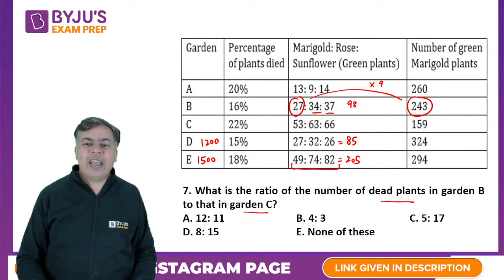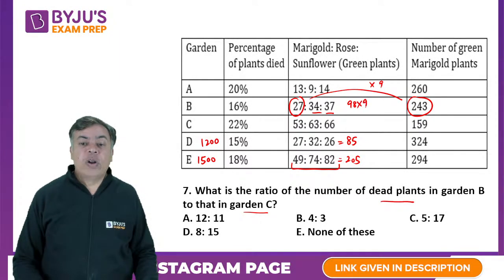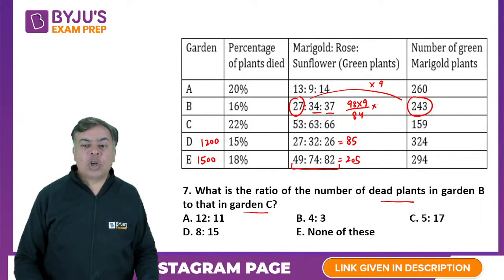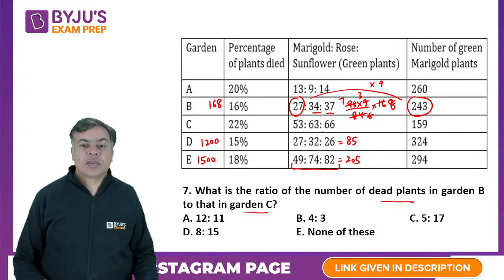Now 98 into 9 is the total, which is 84%. He is talking about dead, so 16%. So 14 into 6, 14 into 7, 2 into 8. So 7 into 3, 21 into 8, 168. Here dead is 168.